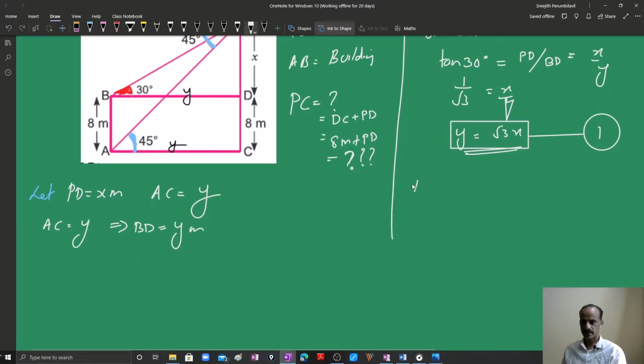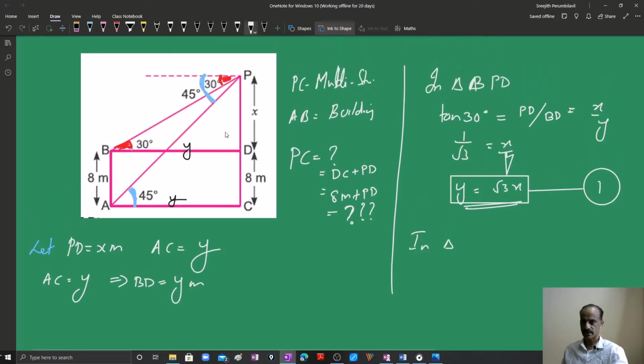Now, what is the next larger triangle? APC. In triangle APC, tan of 45 degrees is equal to the opposite side, that is PC, divided by AC. PC is actually X plus 8 meters, since we have taken PD as X. So X plus 8 meters by AC. How much is AC? Y. 1 is equal to X plus 8 divided by Y, and actually Y is root 3 X.